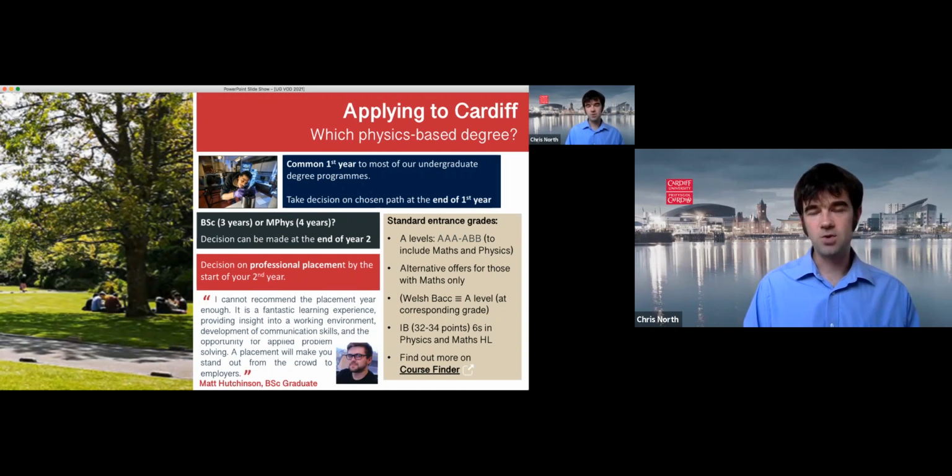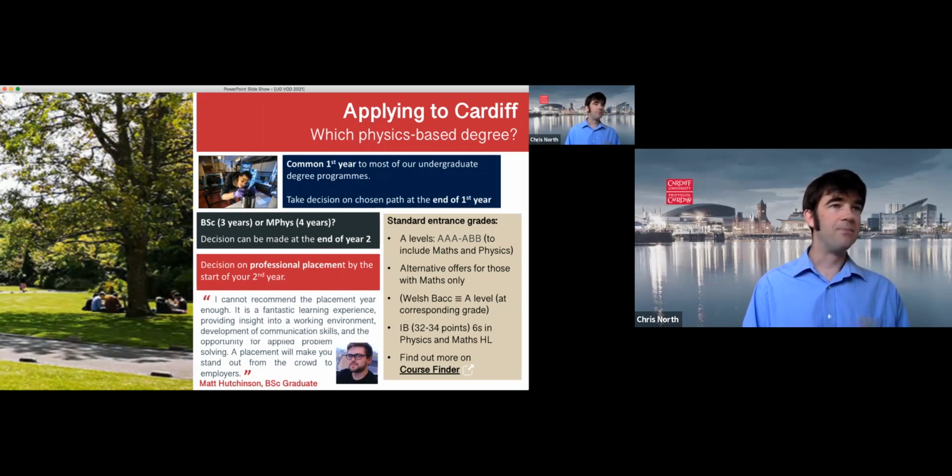That means that when it comes to applying, my advice would be not to use multiple options for physics degrees for Cardiff, because you can change your mind when you're here. So just pick one option for Cardiff, the one you think you're probably going to want to do. And then, as I say, you can change your mind later if you want, and that would be my advice, at least.